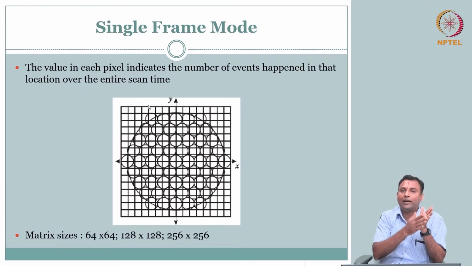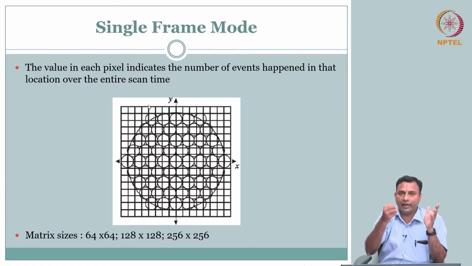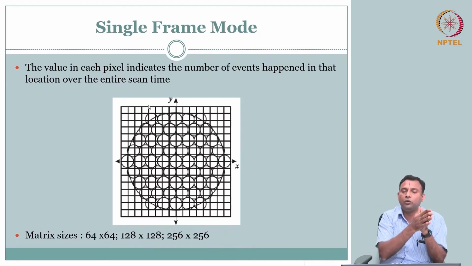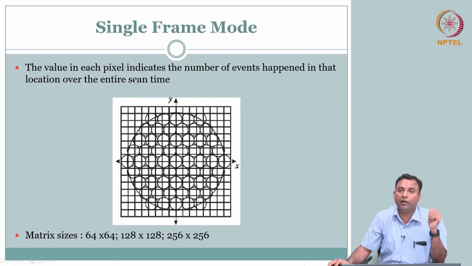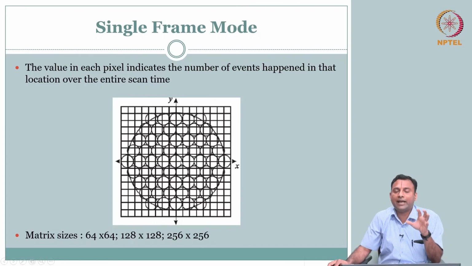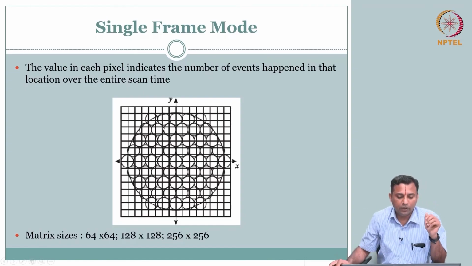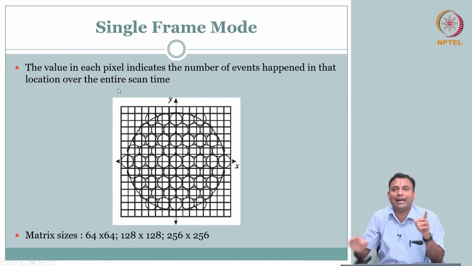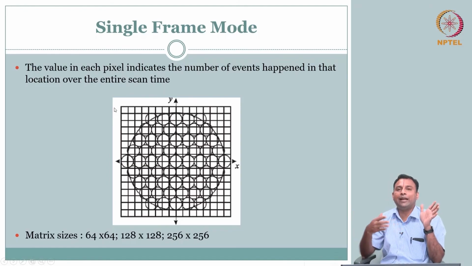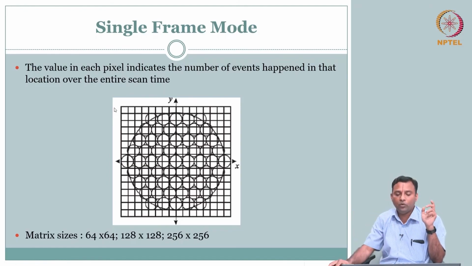What will happen? Over time, because radioactive decay is happening over time, if you do this, what is going to happen? It is going to accumulate. So after some delta t, you have a static frame where you can probably see which location had collected maximum activity. This is called a single frame mode because you just have one frame for the entire scan time. So the patient has been scanned for 10 minutes, for example. At the end of it, you have only one output.